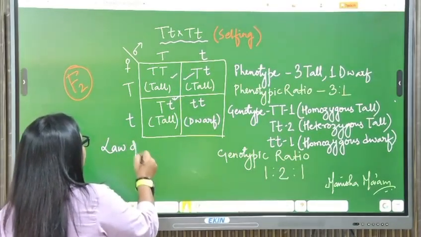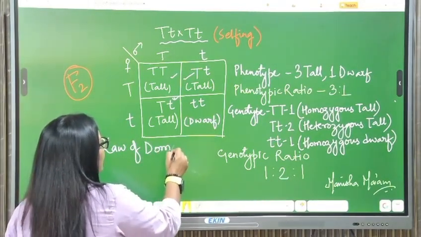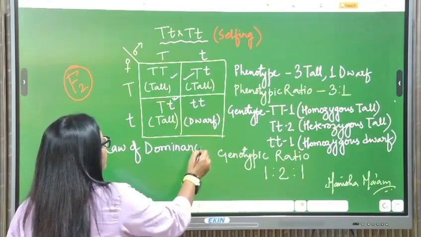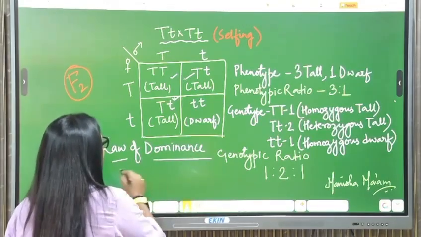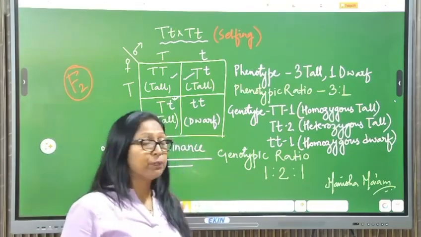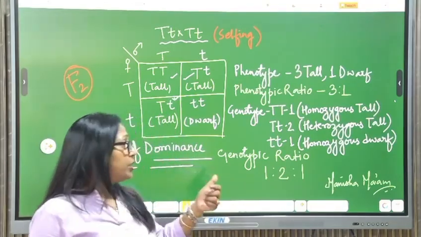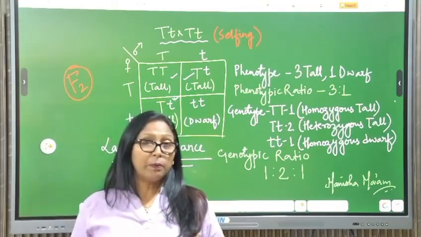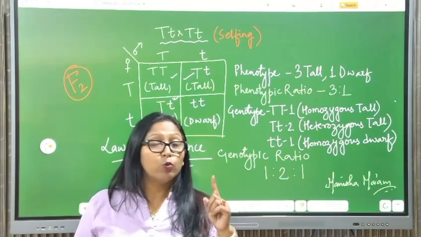To explain this, the law of dominance, we have to learn this law as it is a must-come question of 1 mark in the board examinations. So what is the law of dominance? Out of 1 pair of contrasting characters, only 1 is able to express itself.